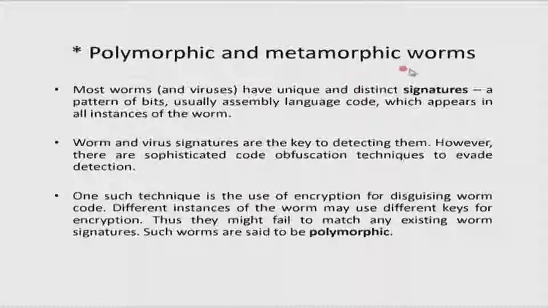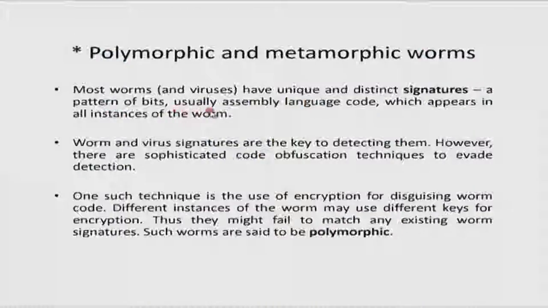Over the years, attackers have come up with some very clever and creative techniques in designing worms. And one such thing is polymorphic and metamorphic worms. Most worms and viruses have unique and distinct signatures. Basically a signature, at least the traditional definition of a signature, is a pattern of bits, usually assembly language code, which appears in all instances of the worm. So the traditional definition of a worm signature is basically a bunch of bits which appears in the worm payload.